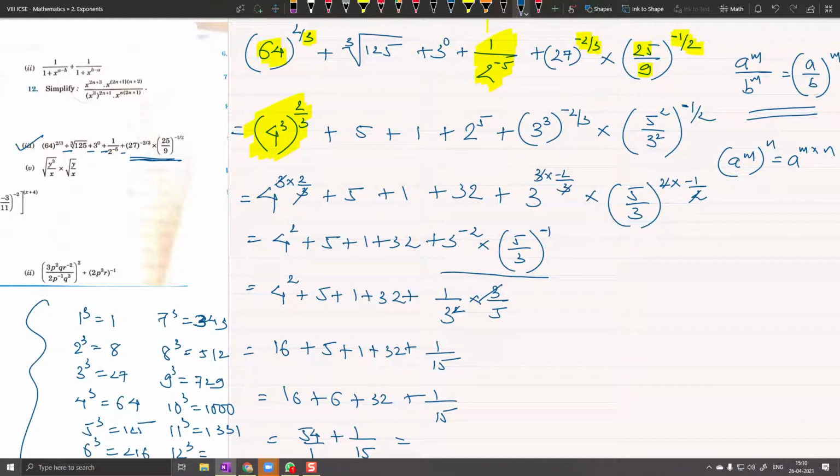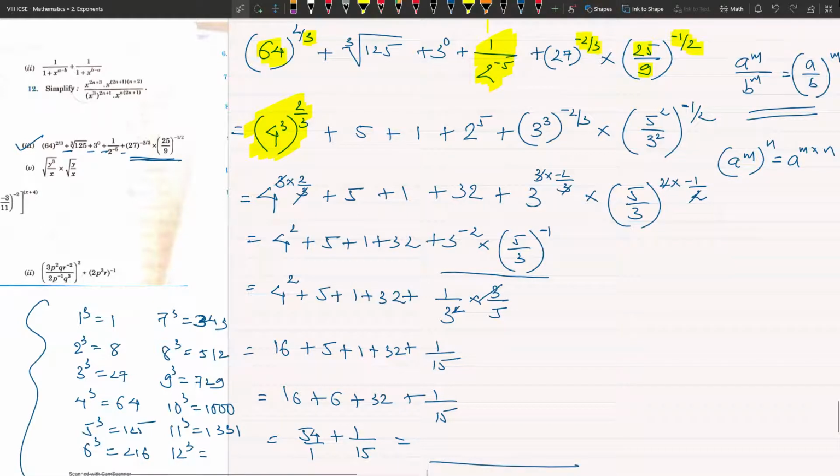What will be the final answer? Can you please find and tell me? So we can check. So if we have not made any mistake, then I think it looks correct. You can write it in a mixed fraction also. 54 1/15. That's fair enough. No need to do anything about it. But I want you to check the answer.